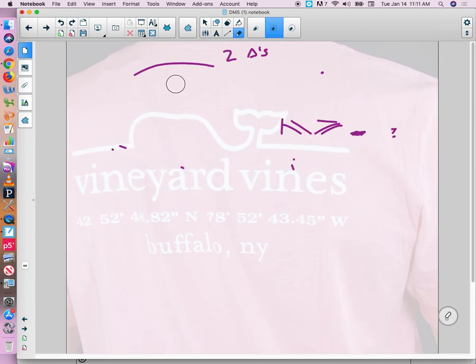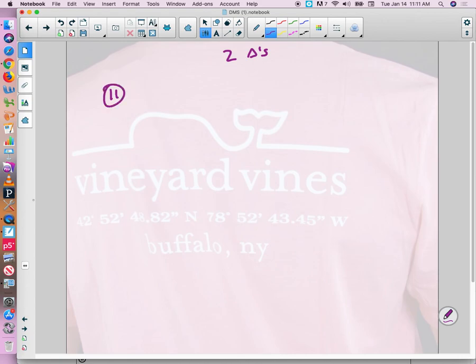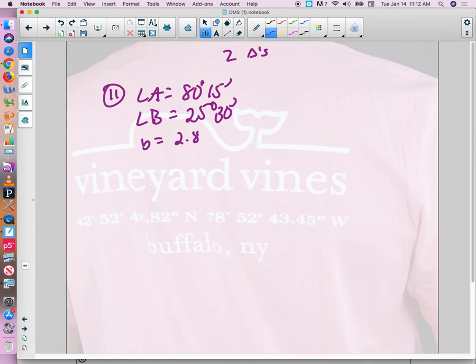Number 11, and now I won't shy away from degrees, minutes, and seconds. So number 11 on page 410, angle A is 80 degrees and 15 minutes. And angle B is 25 degrees and 30 minutes. And little b is 2.8 kilometers.